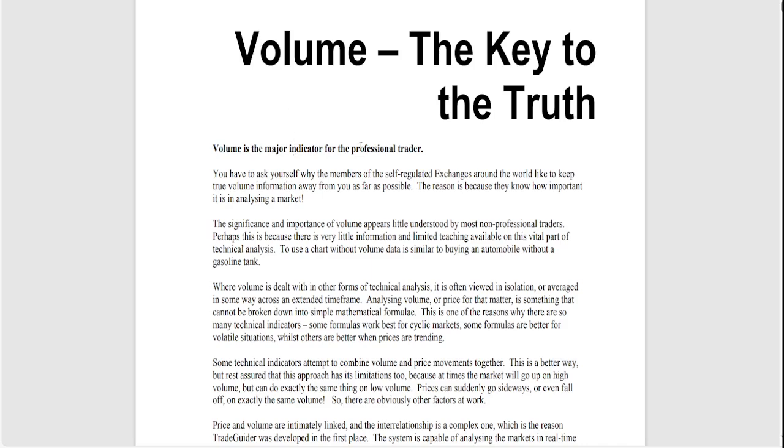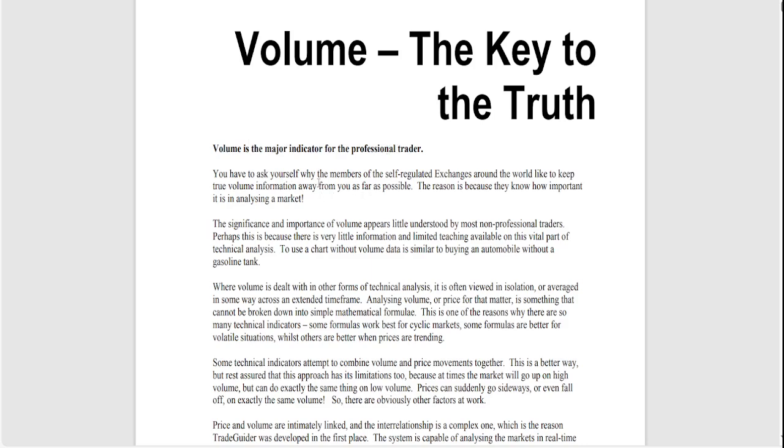Basically, when professional traders are active in the market, when they attack the market, that will help us to identify that professional traders are active in the market. So volume is the major indicator of the professional trader.